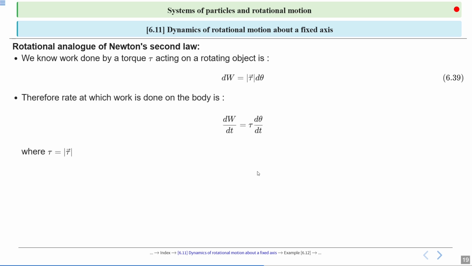Therefore, the rate at which work is done on the body is dW/dt. So differentiate this one, and you will get tau dθ/dt. Here tau is equal to the magnitude of tau. So we can write dW/dt is equal to tau omega.